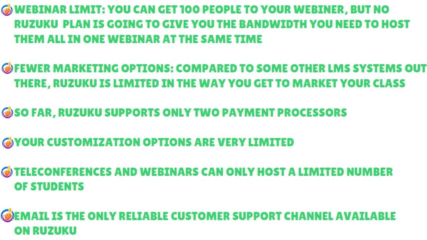So what about the cons here? You have webinar limits. If you can get 100 people into your webinar, you are doing something right. But at those price points, no Ruzuku plan is going to give you the bandwidth you need to host them all in one webinar at the same time. There's no way to increase the limit either.